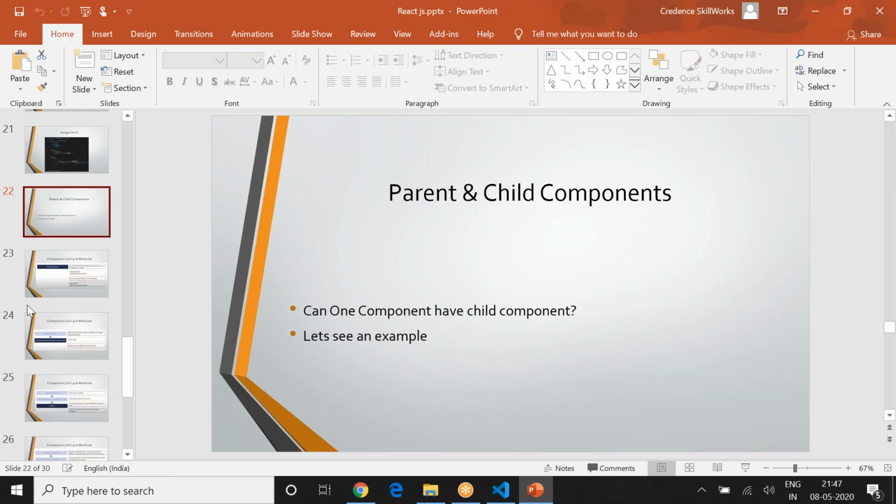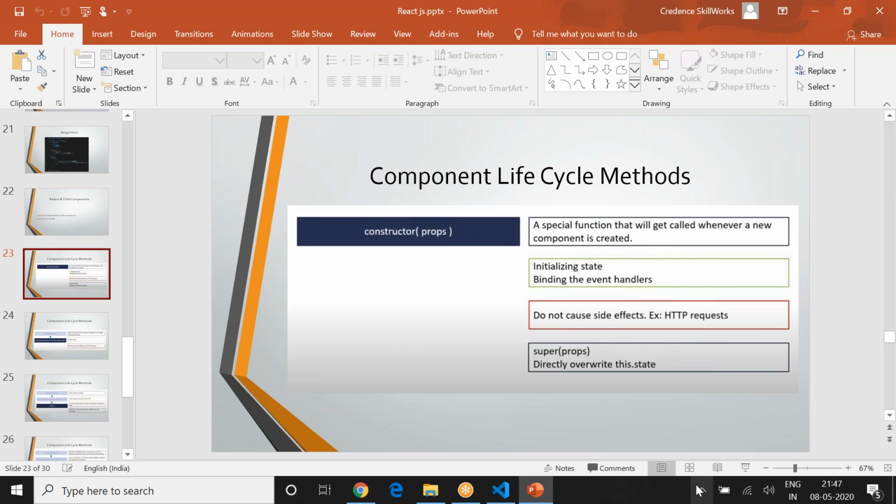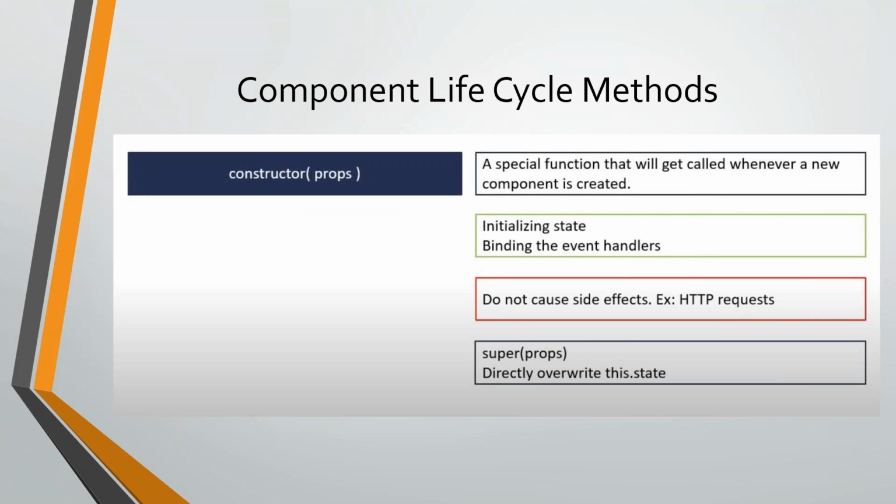Parent and child component, we saw that. Come back here. So, component lifecycle methods. Let's have some theory. Adding them and testing them is not a big deal. First thing is the constructor, a special function that gets called whenever a new component is created. Initializing state and binding event handlers all happen here. I just told you how to bind event handlers, and we also know how to create a state.